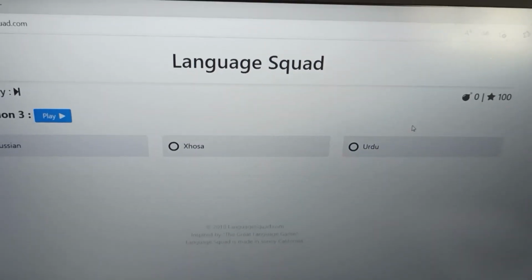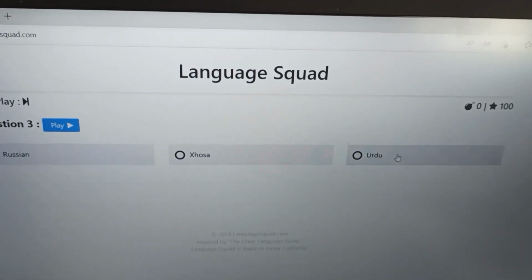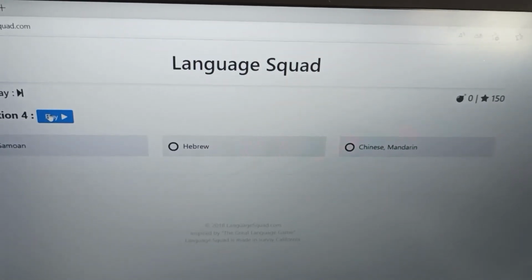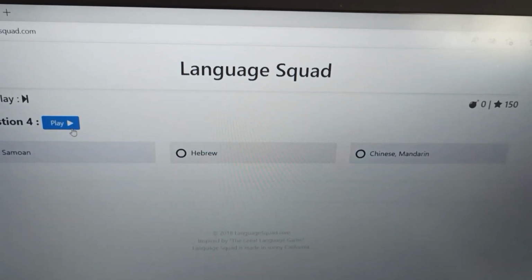A little bit faster pronunciation, but it is Urdu. Just, this is normal language for me.